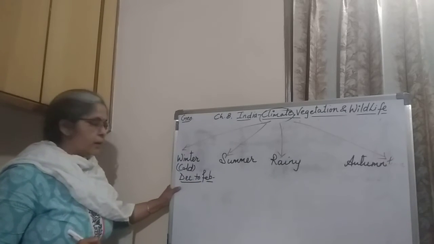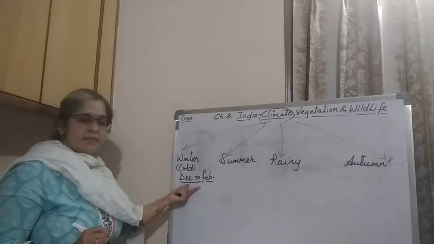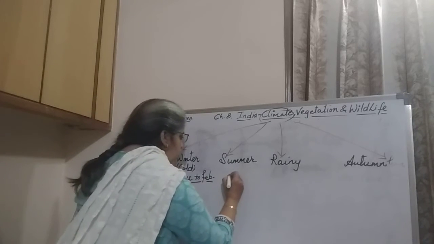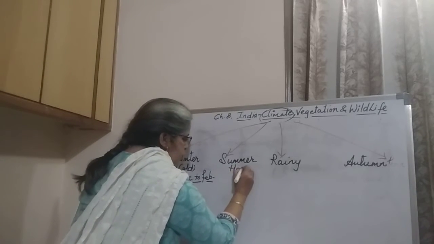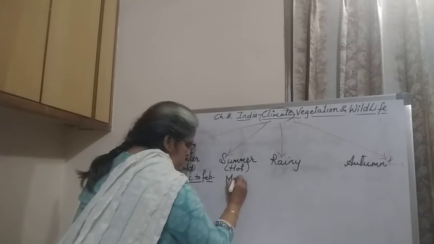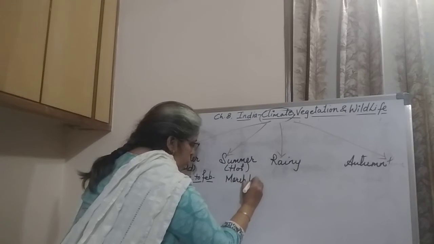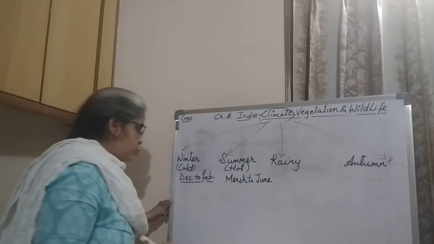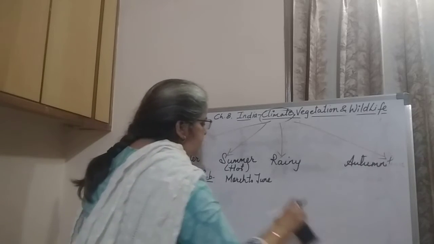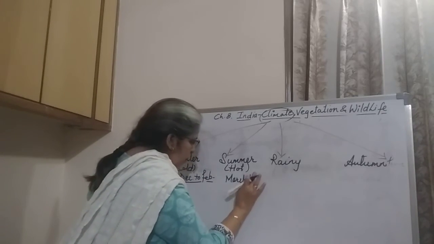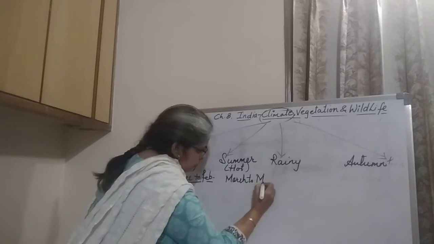Winter season covers the months December to February. Then summer, always hot, you can say, covering March to June. Okay. March to, instead of June, if I say May, because the rainy season starts from the second week of June. Okay. March to May.